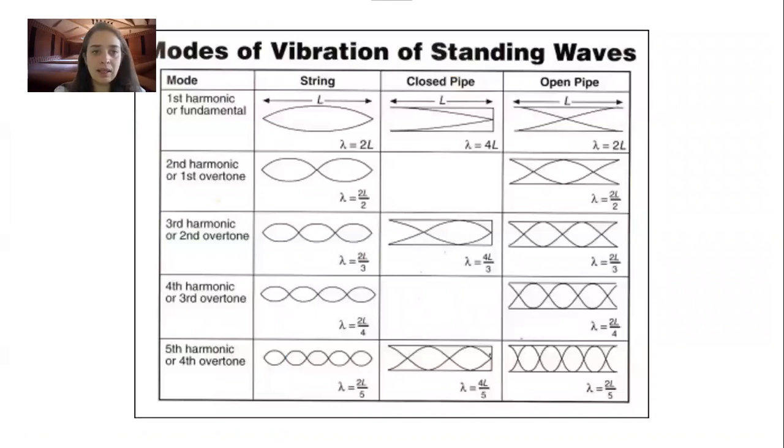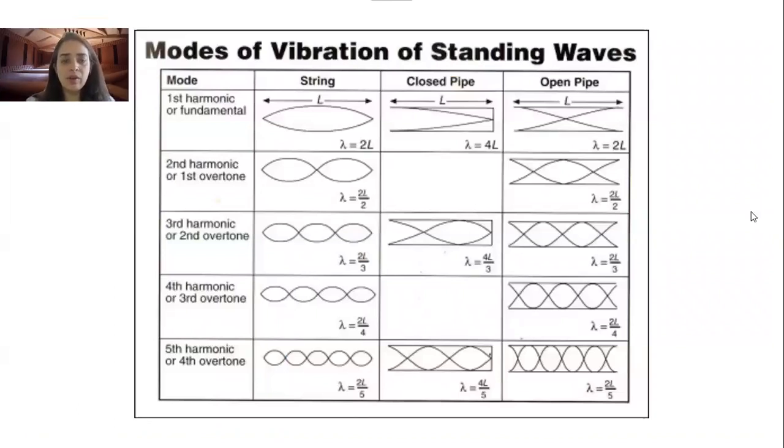Okay, this last slide here is a summary for us of the different modes of vibrating of standing waves. So basically, these are all the different harmonics. This is if you have a string, like a guitar, you have two nodes on either side because it's closed. And then a closed pipe over here, you have a node on the closed end and then an antinode in the open end. And then for an open pipe, you have antinodes on both sides, right? So then that continues on for all the different harmonics.